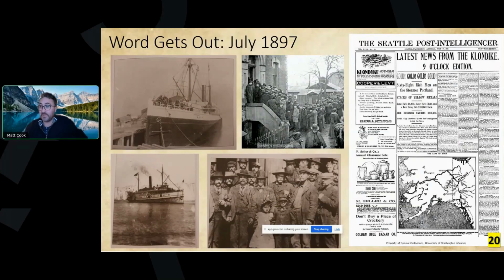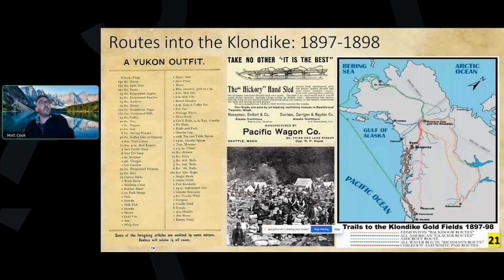So the word reaches the papers, and within days, thousands are flocking to these coastal towns trying to book passage north to the Klondike. And the economic depression of the 1890s was really a fertile ground for these chancers to try to make it rich. So there's different routes you could get into the Klondike.